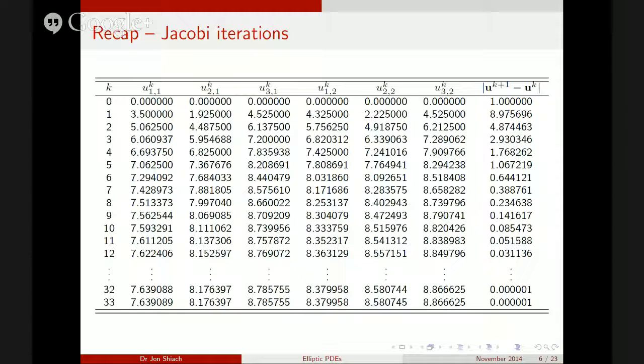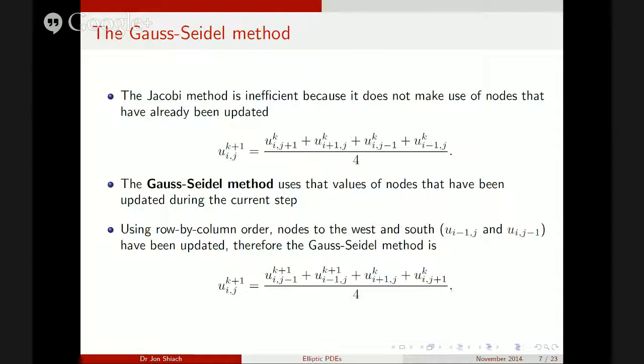And this is what we saw last week. It took 33 iterations to converge to a tolerance. So we want the norm of the difference between the 2 solutions to be less than 1 times 10 to the minus 6. And that took 33 iterations. Okay. Right, so that's what we looked at last week.